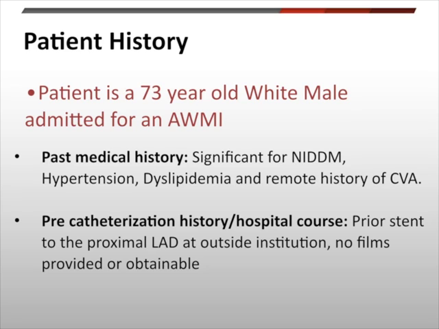Pre-catheterization history: the patient states that he has a history of having a stent. He is unsure of where the stent was placed, but it was placed approximately a year ago at an outside institution. We have no access to films at the time.